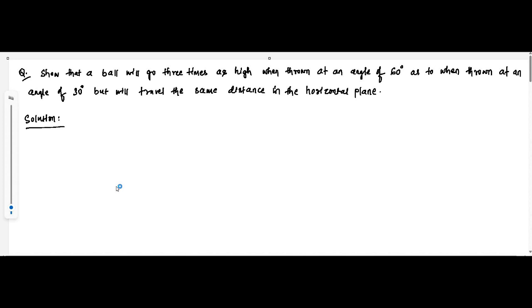So basically what it is saying is that when the ball is thrown at an angle of 60 degree, the maximum height will be 3 times that much as when the ball is thrown at an angle of 30 degree. But in both the cases, the horizontal range will stay the same, and we have to prove it mathematically here.